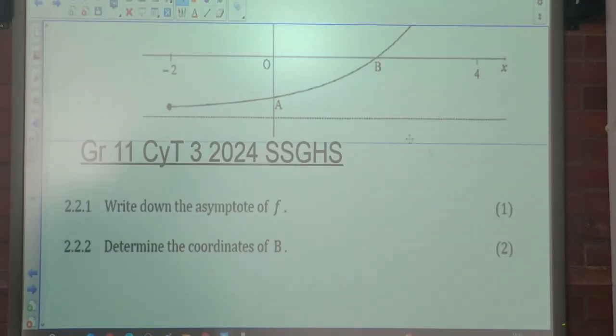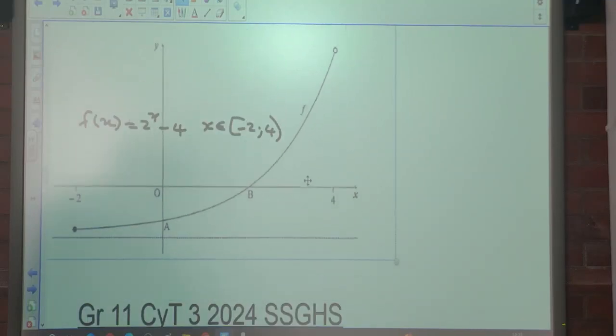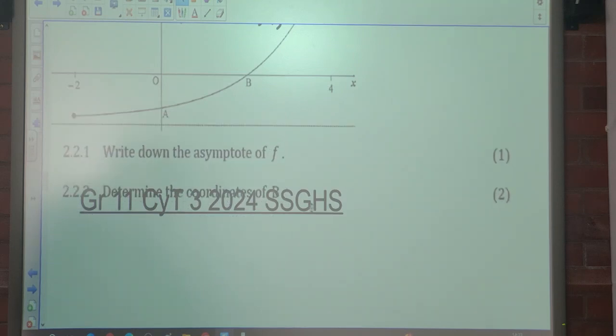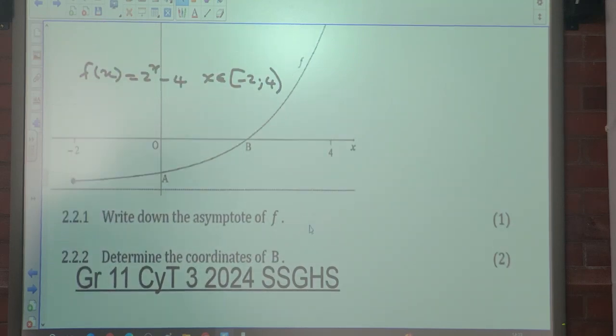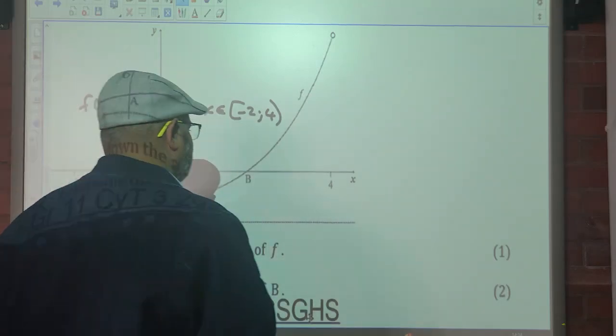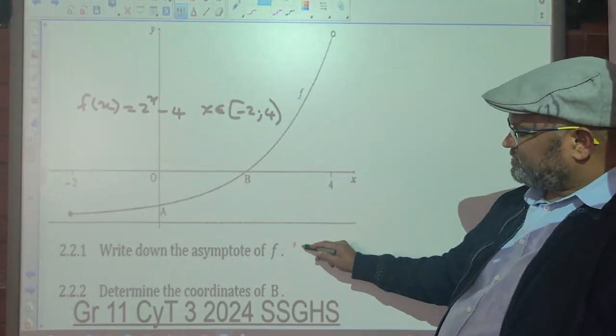First things first. The question says, write down the asymptote of f. What's the asymptote of f? y is equal to negative 4.